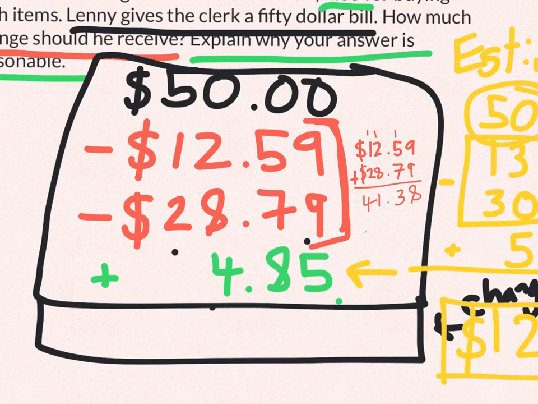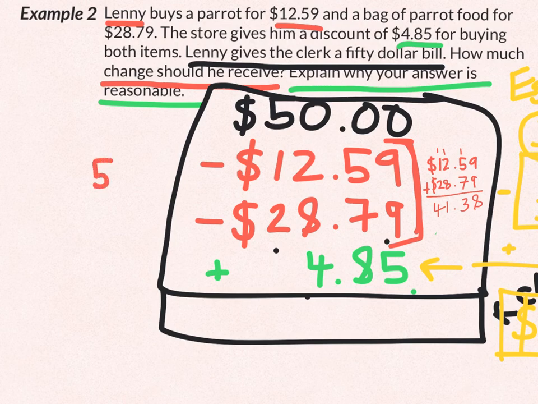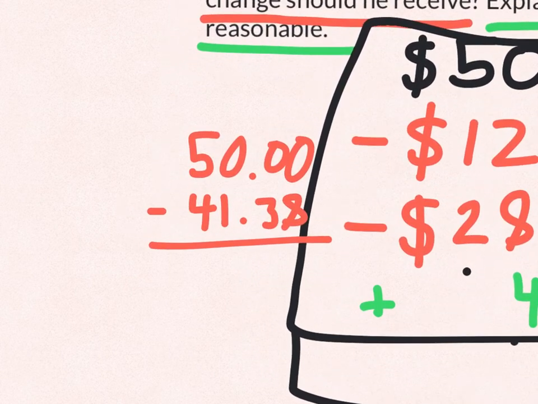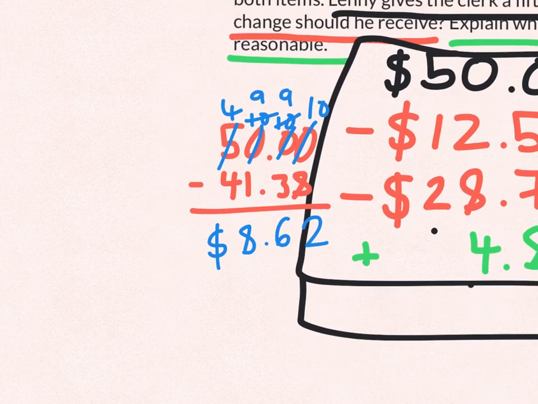So next we would need to take that total cost and subtract it from 50. So I'm going to go over here, do $50 minus 41 and 38/100ths. And I'll give you a second to practice your subtraction. Do this one. Okay, and it's $8.62. Still not our answer.